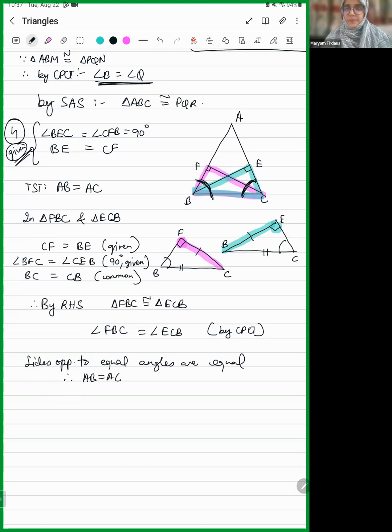We don't have to write that. Triangle ABC is isosceles, because that is what they are asking us to prove, that the triangle ABC is isosceles. So there you go.